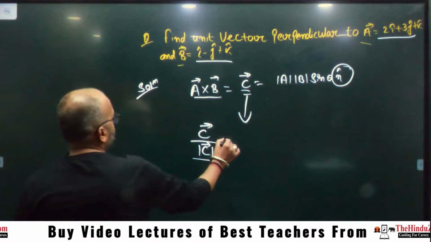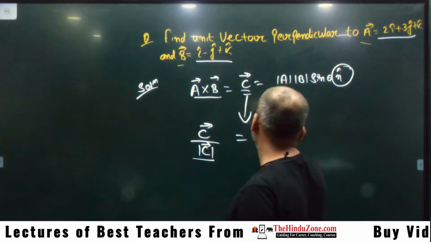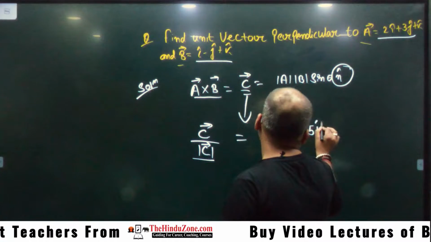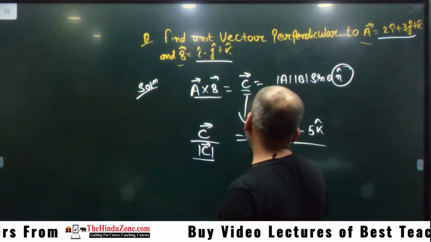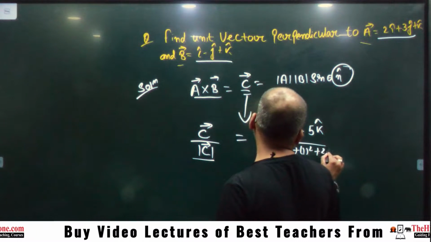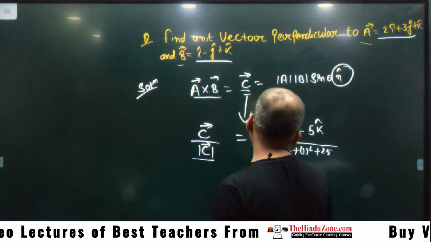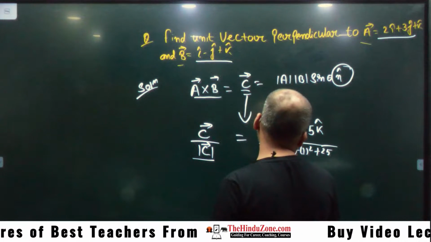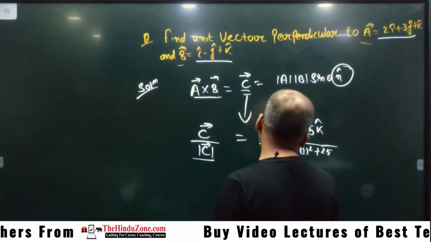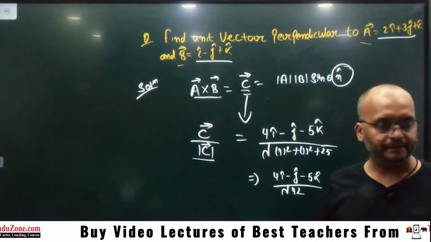So vector C comes out to be how much? 4i cap minus j cap minus 5k cap. Take its magnitude, that is 4 square plus 1 square plus 5 square. 16 plus 25, 41, plus 1, under root 42. Clear? So this is your unit vector.